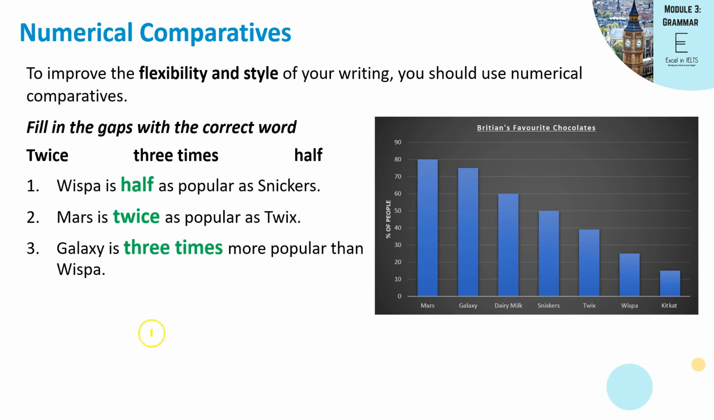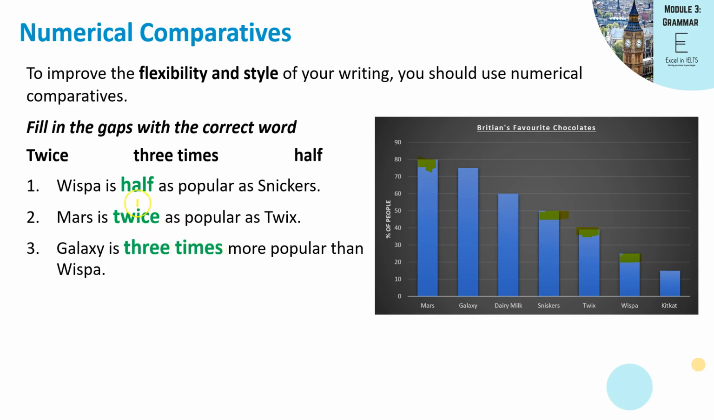So here are the answers. Whisper is half as popular as Snickers. So Snickers is at 50 and Whisper is at 25, so it's half. Mars is twice as popular as Twix. Mars is at 80 and Twix is at 40, so it's double. So Mars is twice as popular as Twix. Galaxy is 3 times more popular than Whisper. So Whisper is 25 and Galaxy is at 75, so it is 3 times more popular.